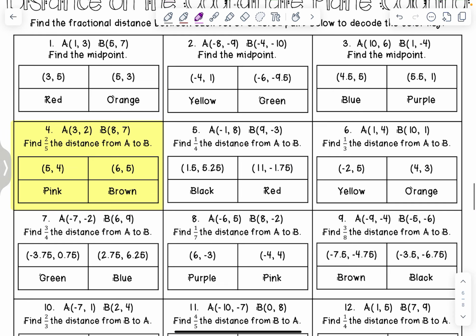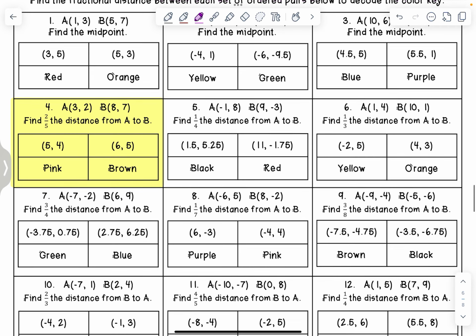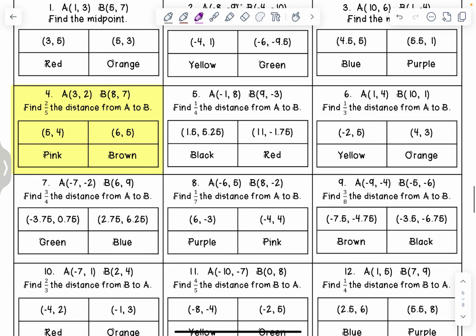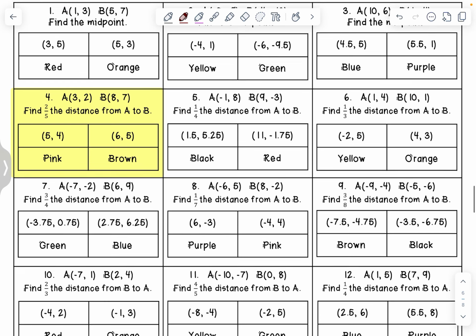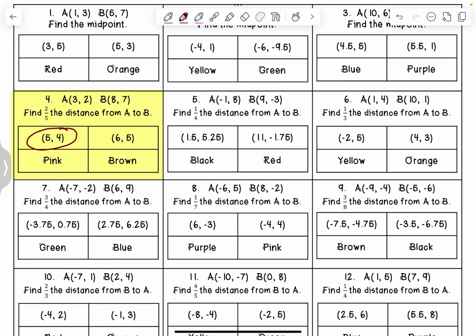So what does that mean we need to do? It means we need to start at A and go over 2, up 2. Because it says from A to B. So if we go over 2, up 2, we land right here. And what is the coordinate of that point? It appears to be 5, 4.